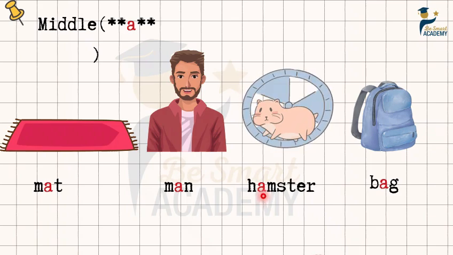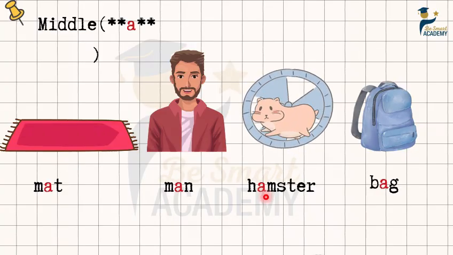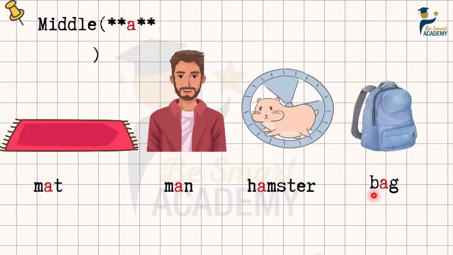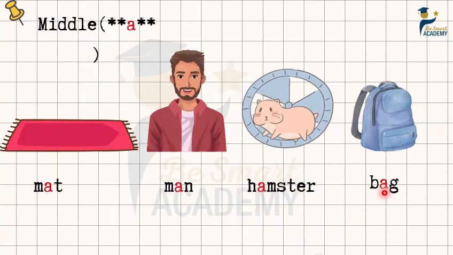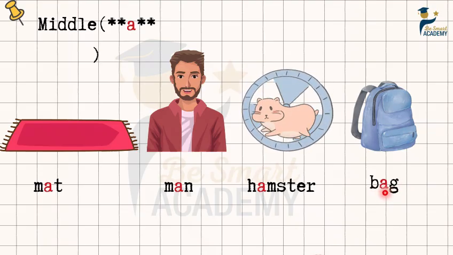So, and what sound does this A have in the middle of the word? Does it sound as long A or short A? It sounds as short A. Now moving to the final word, which is the word bag, bag. We can also notice the presence of the short A sound in the middle of the word.